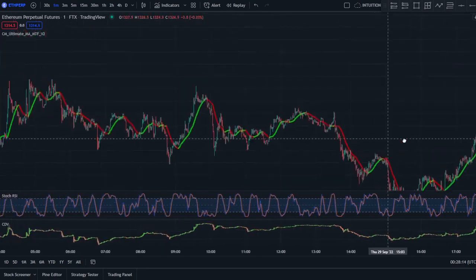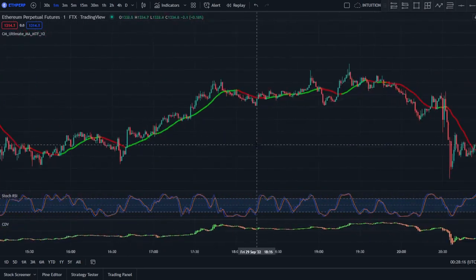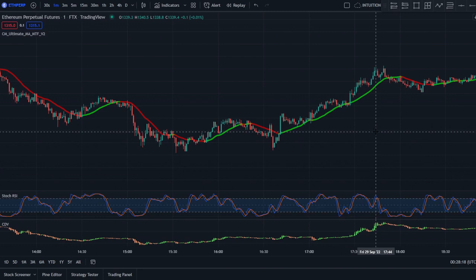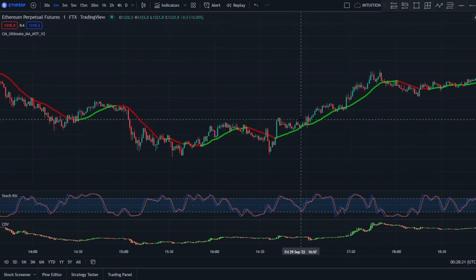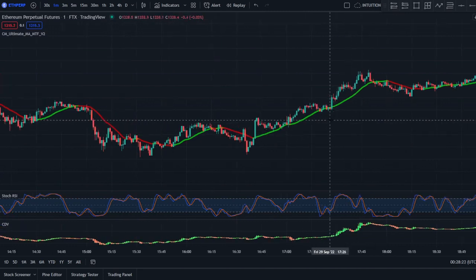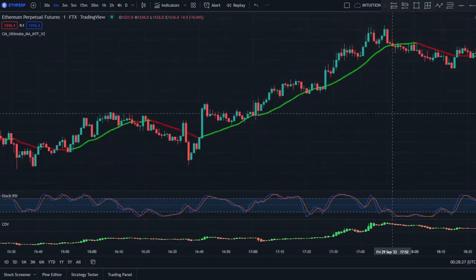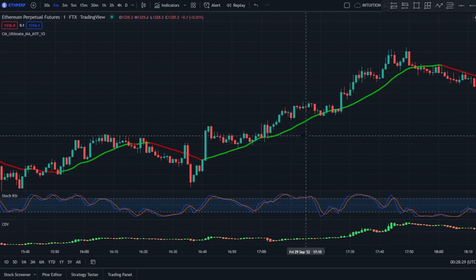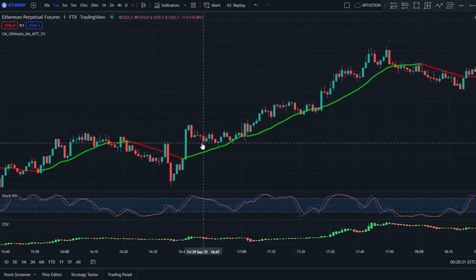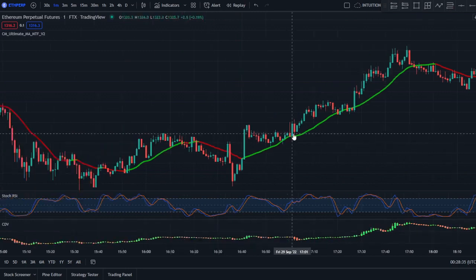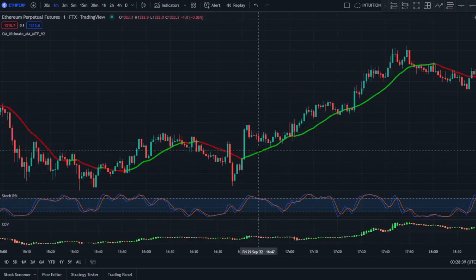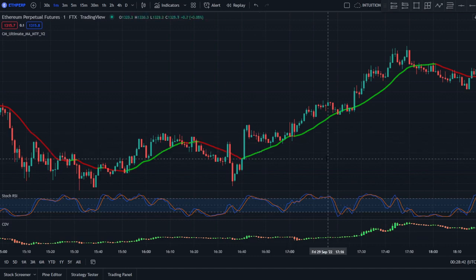So right now, you can see that the trends are clearly defined, and I'm going to bring you guys through how you'll be using this strategy to trade. So first up, we'll be looking at long positions and how to enter them. For you to enter long positions, firstly, the trend line must be green in color and the price must be above the trend line. So right here you can see that price is above the trend line and it is green in color.